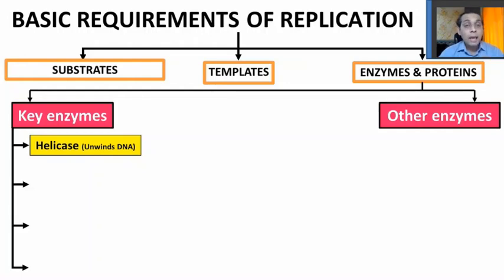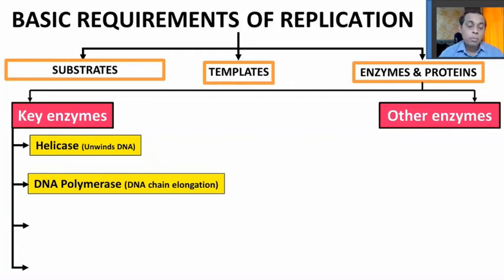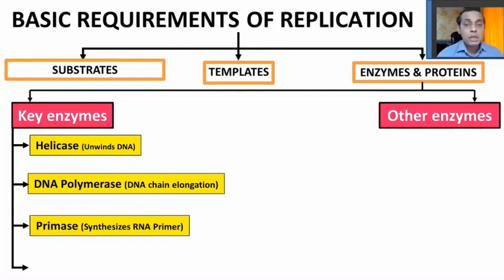It's called helicase. The second enzyme is the most important one, DNA polymerase, responsible for making the new strands, which joins specific nucleotides to a specific template. It is very, very important. DNA polymerase elongates the DNA chain with specific nucleotides. The third important key enzyme is primase.